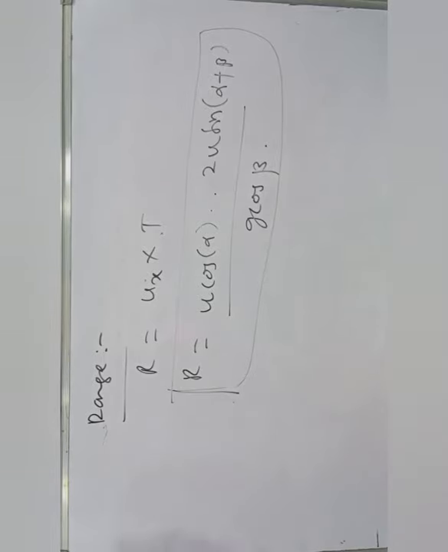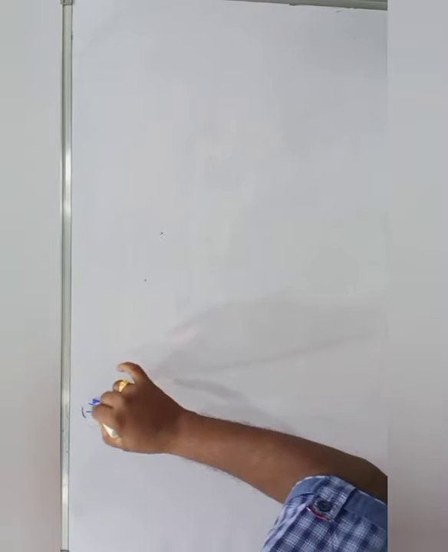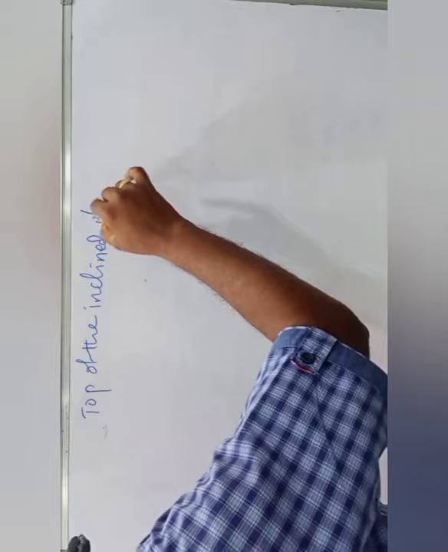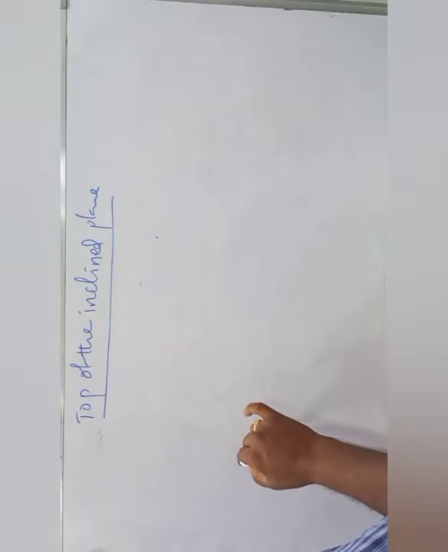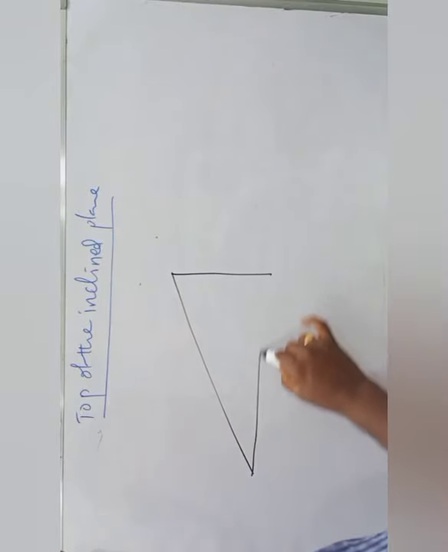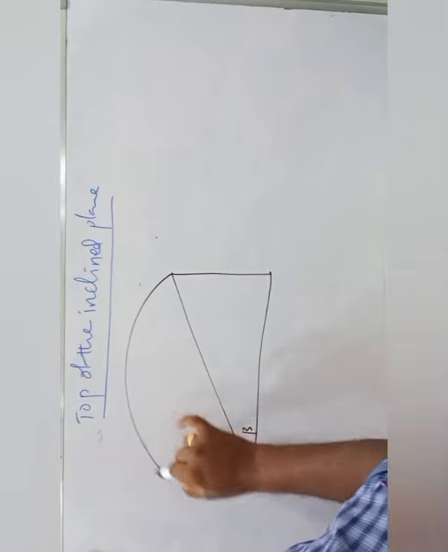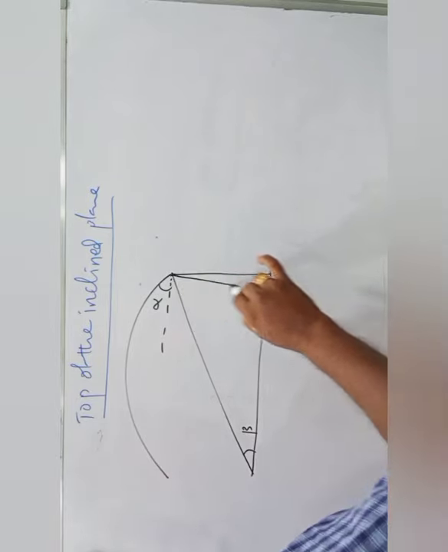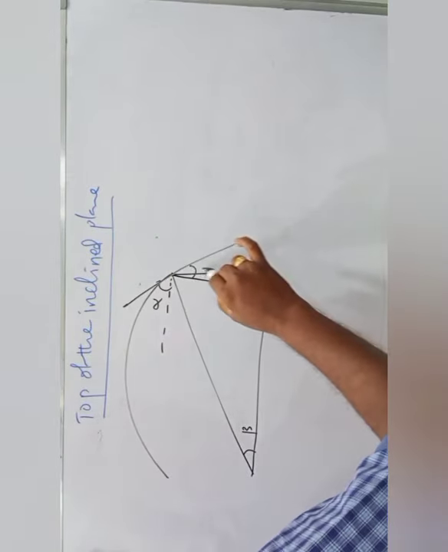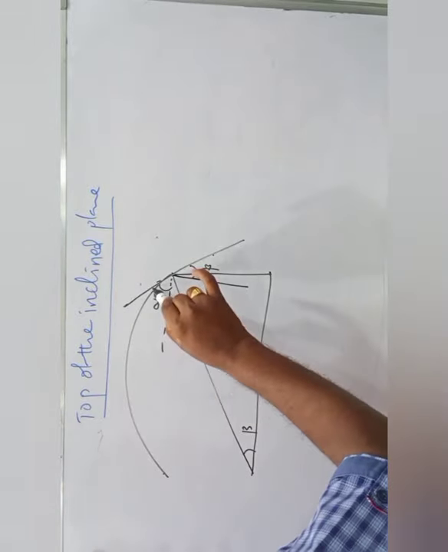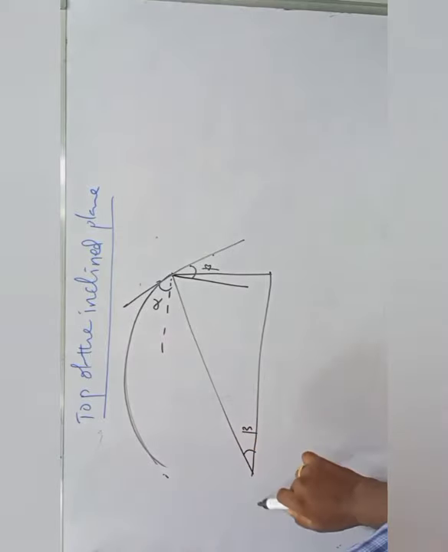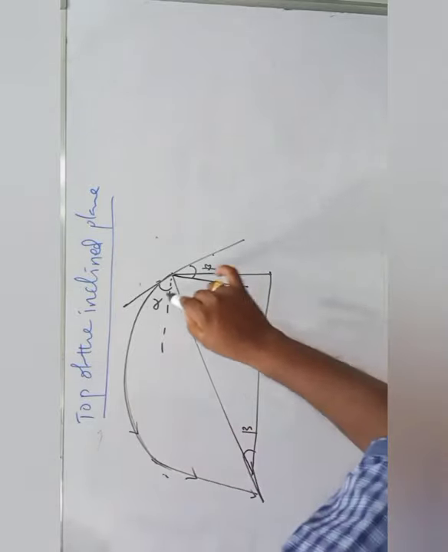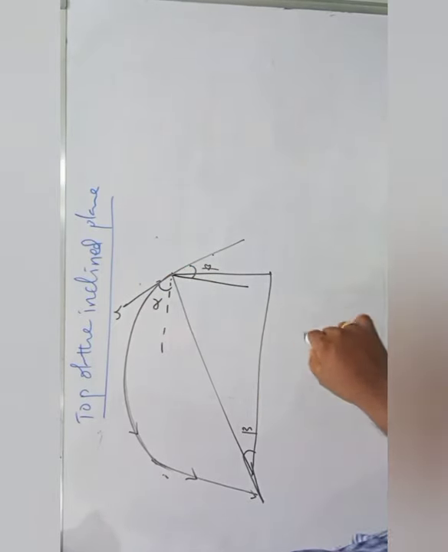Now from the top of the inclined plane, a projectile is projected from the top of the inclined plane with an angle alpha, then finally reaching the ground. The above equations can be carried over.